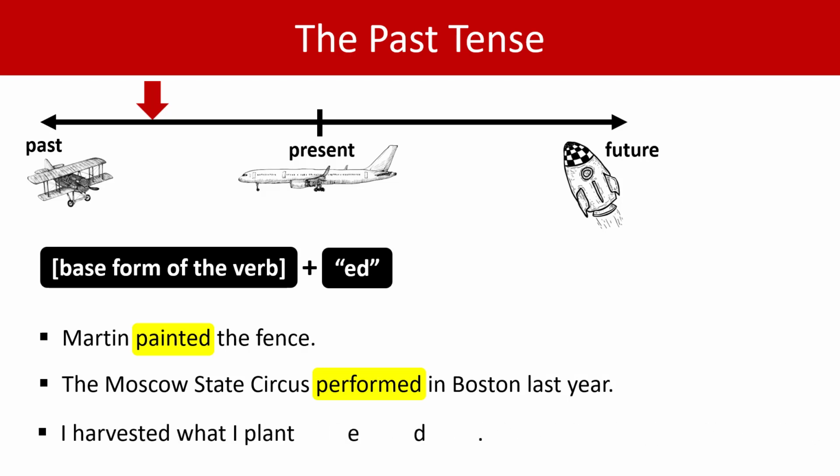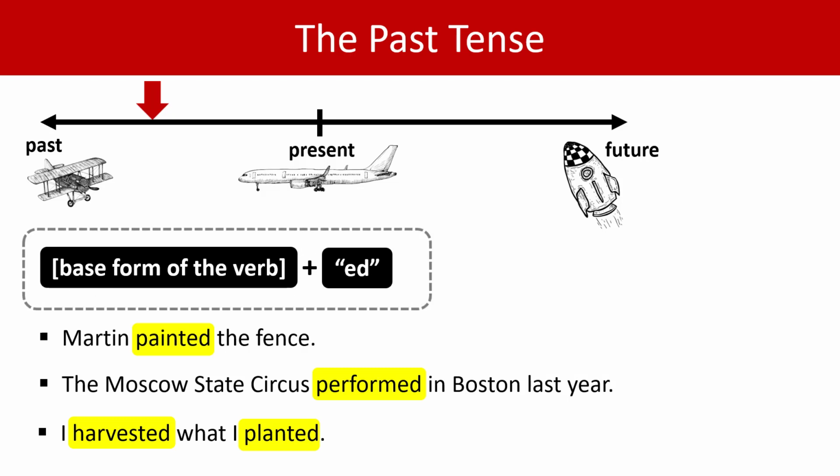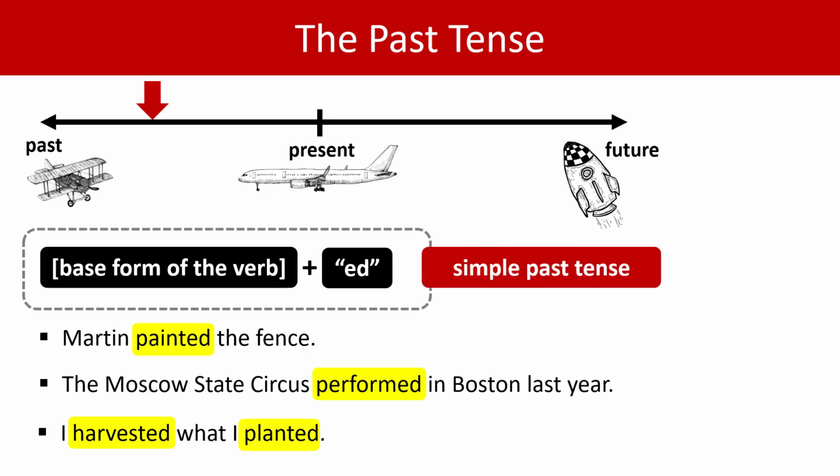And here is another example. I harvested what I planted. Here we have two verbs in the past tense. Harvested, from to harvest, and planted, from to plant. When you use this form of the past tense, it's called the simple past tense. And the simple past tense is used for a completed activity that started in the past and ended in the past.